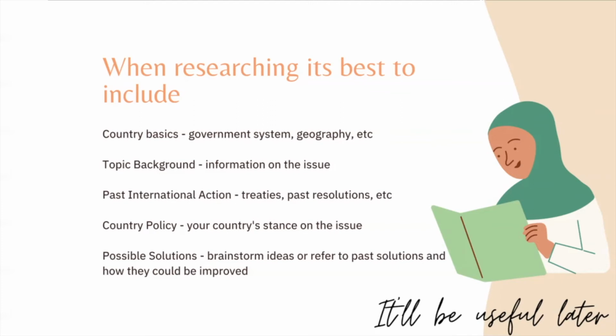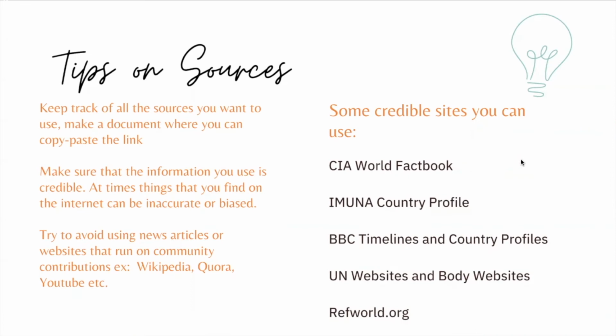The last component of what to include in your research are possible solutions to the topic, which is the ultimate goal of MUN. One thing to note is that the solutions should pertain to the international community, rather than solutions that your country wants to implement, since the aim of the UN is to foster international collaboration. This is a part of your research where you can use your creativity to brainstorm solutions. Obviously, it's important to make sure that your solutions are as realistic as possible. One way to do this is by examining and evaluating past solutions, which can be found under the international action part of your research. Here are some general tips on sourcing and what resources to utilize.